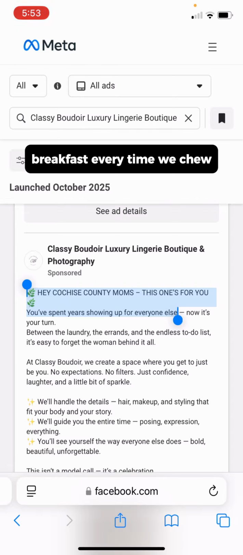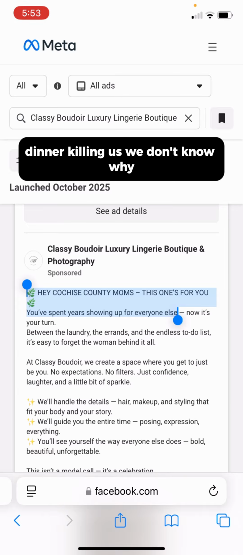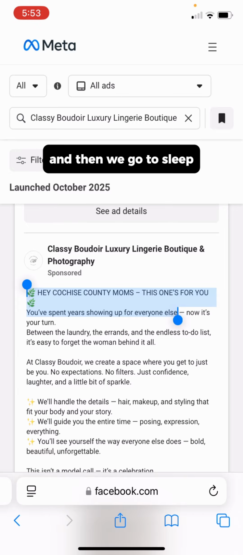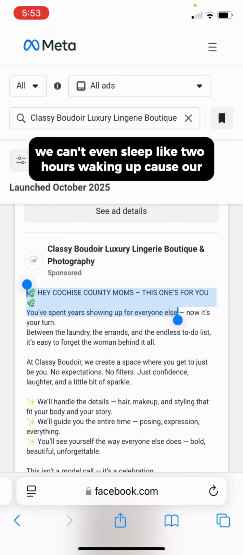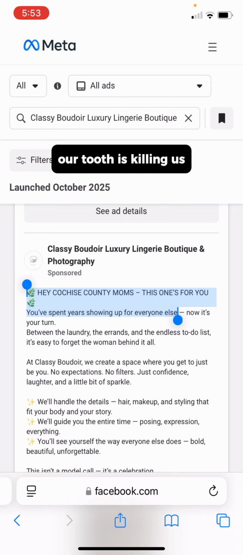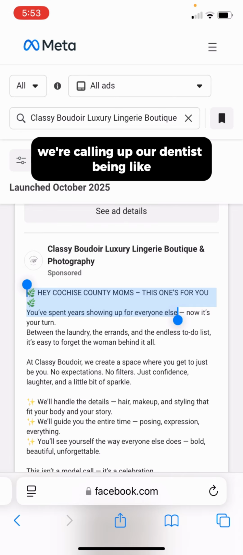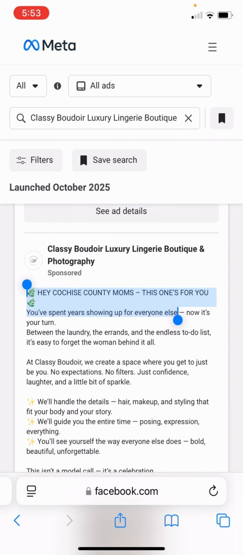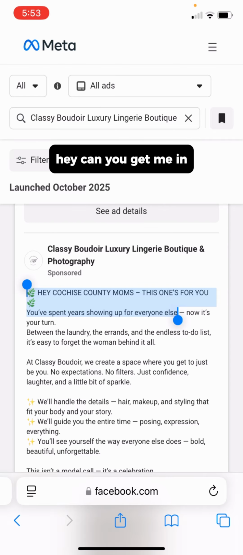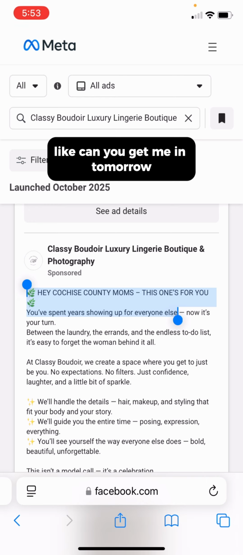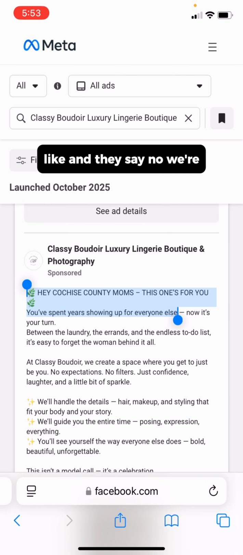Breakfast, every time we chew, killing us. Lunch, killing us. Dinner, killing us. We don't know why. And then when we go to sleep, we can't even sleep like 2 hours, waking up because our tooth's killing us. So the next morning, we're calling up our dentist, being like, "Hey, can you get me in? Like, can you get me in tomorrow?" And they say, "No, we're full booked."